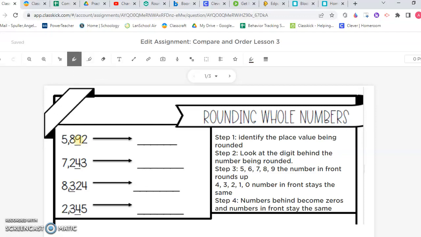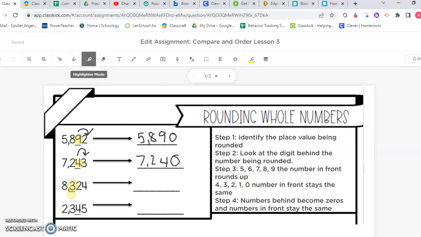So we have a 9 here. So we're going to look backwards at the 2. I'm looking at the 2, and I see that 2 is one of those numbers where the number will stay the same. So I'm going to write my 9 because the 9's staying the same. Now remember, numbers behind turn to zeros. Numbers in front stay exactly the same. Let's try another one. Here's my 4. I'm going to look back at the 3. 3 is one of those numbers where the number stays the same. Numbers behind it become 0. The numbers in front stay the same.